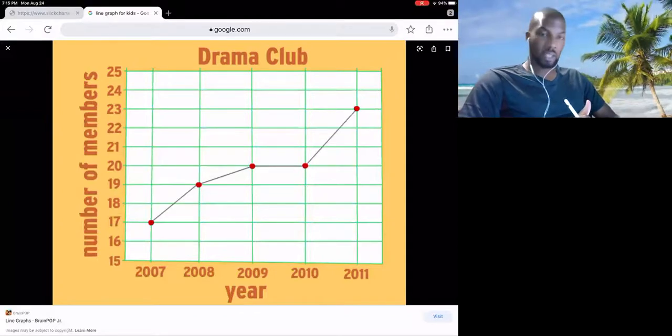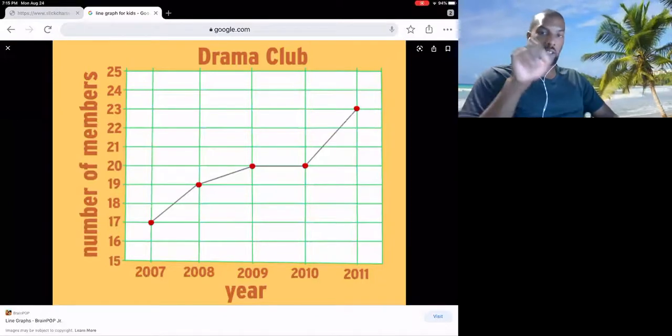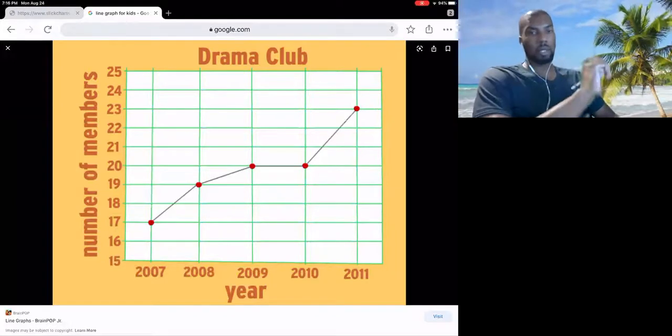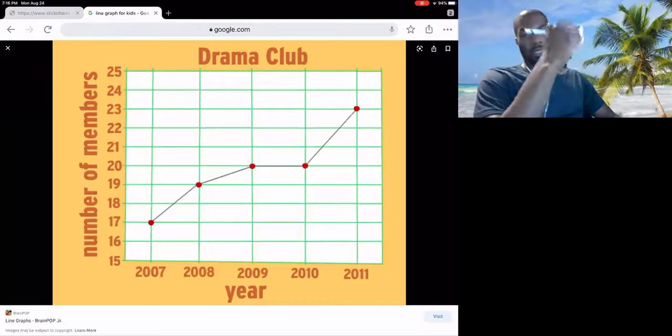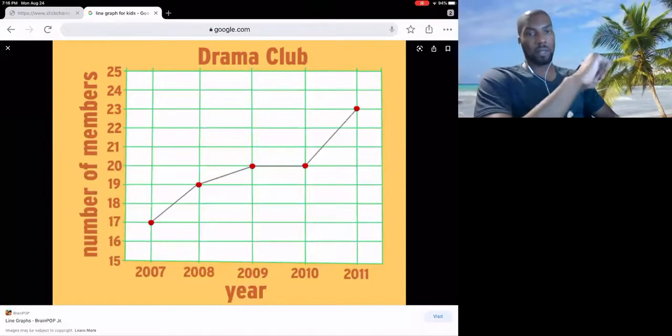All right. If I look at 2009, I would see that there are 20 members, right? You start at the year 2009, you go up to where the dot is, and it's 20 members. That's what the y-axis on the side tells me. If I look at 2007, it's 17 members.